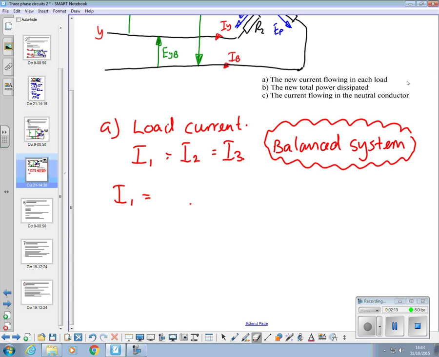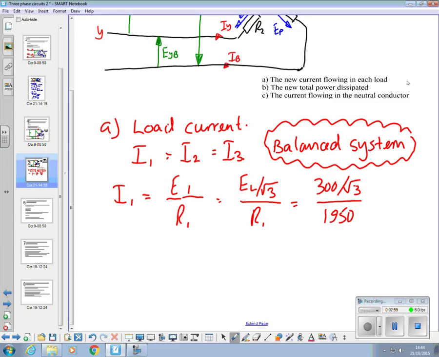Okay, so hang on. Always a good idea to say that that's E line over root 3. Let's say it's E phase over R1, which is E1 on our diagram, over R1, and E1 is equal to E line over root 3, isn't it? So you're showing where that came from. That's 300 over root 3 divided by 1950. That's the best practice, to always put that in, but if you calculate that and round it to three significant figures in the exam, you're not going to lose any marks. That'll be close enough.